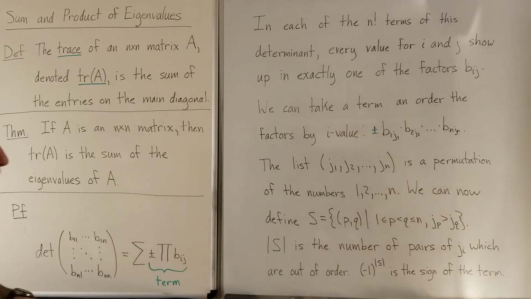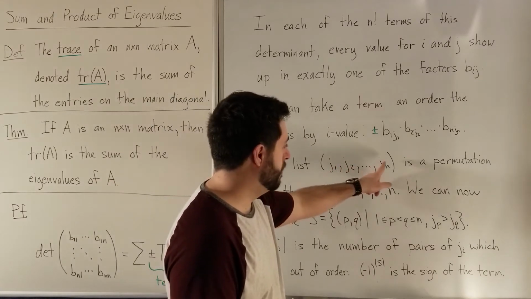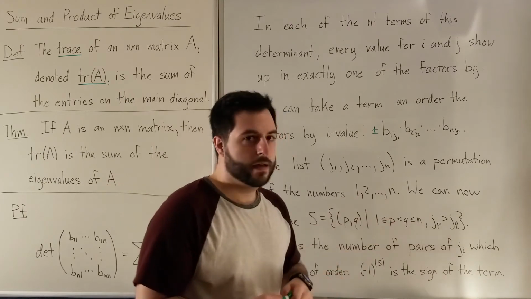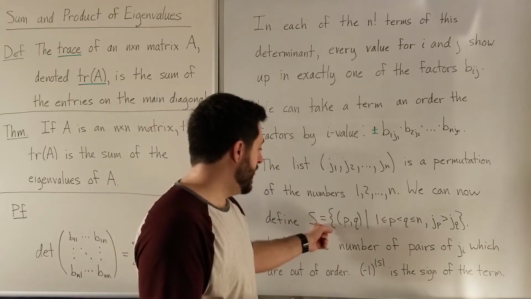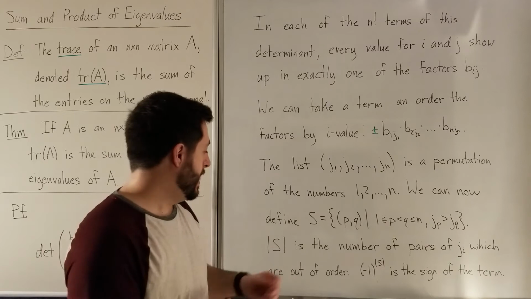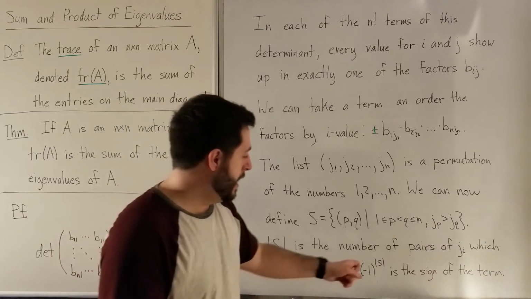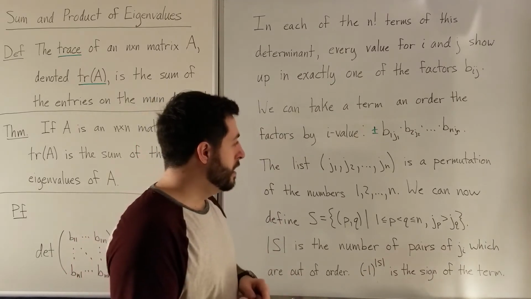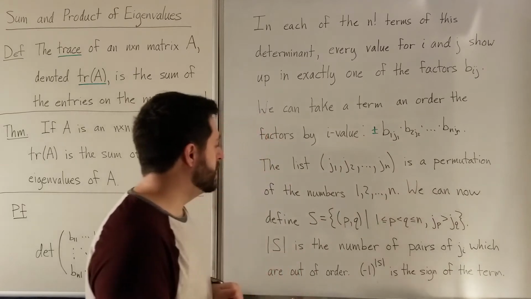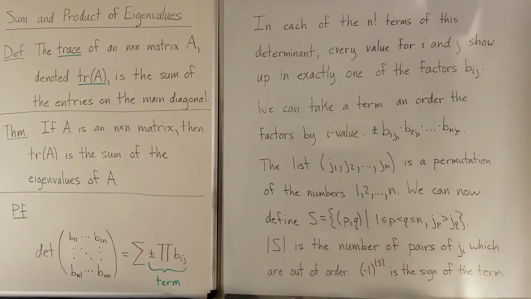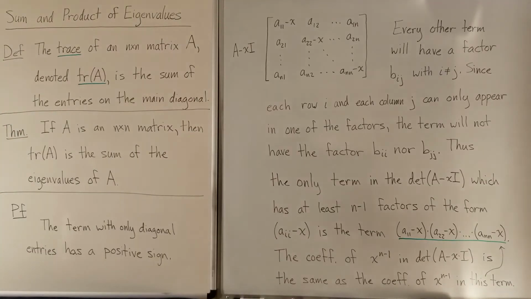In other words, we just have the product of the diagonal elements of our matrix. And if we are looking at this list here, 1, 2, 3, 4, all the way up through n, and we want to count the number of things that are out of order, there's nothing there. So the set S for that particular term is going to be empty. And so the size of S is going to be 0, and -1 to the 0 is going to be +1. Okay? So there's going to be a plus sign that shows up specifically in the term where we have just the diagonal elements. So the term with only diagonal entries has a positive sign.